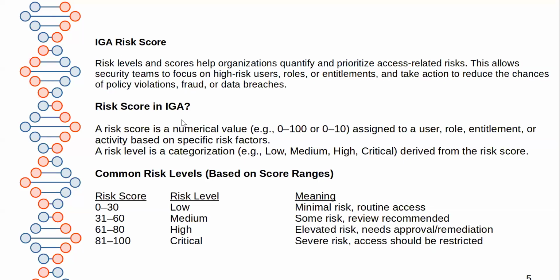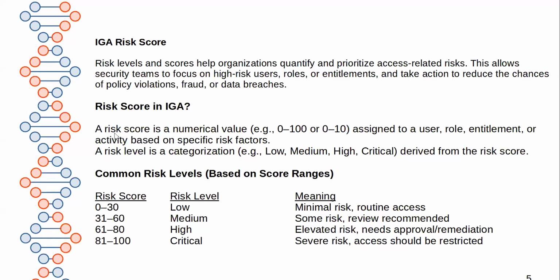Then let's come to the risk score in IGA. What is the risk score? It is going to be a numerical value. You can assign 0 to 100 or 0 to 10. You can assign it to a user, to a role, to an entitlement, or you can assign it based upon the activities someone is doing. I will take an example also of how to calculate and how to assign that.